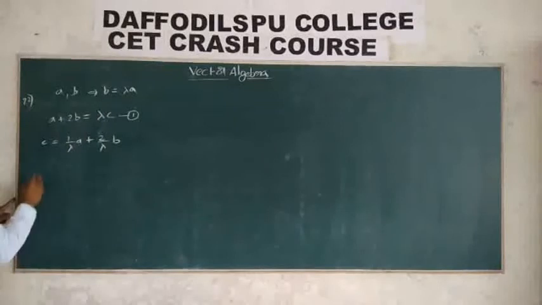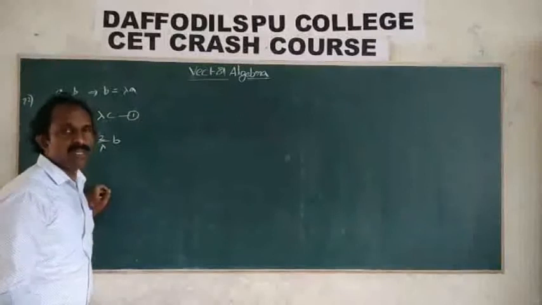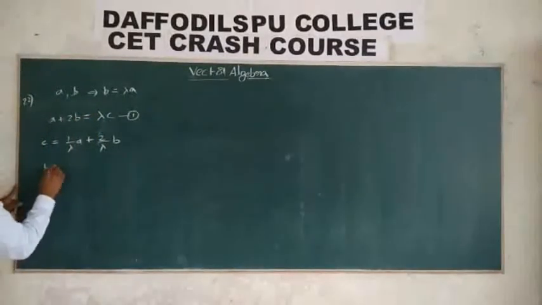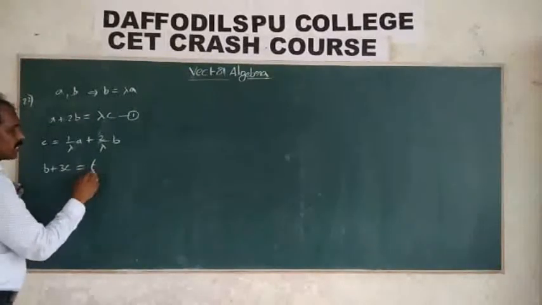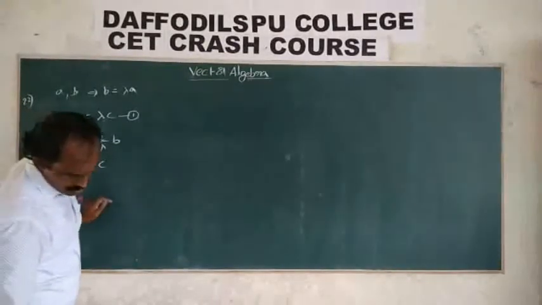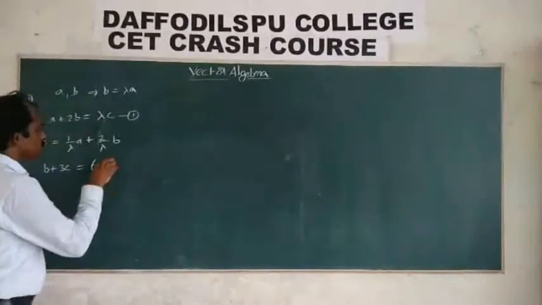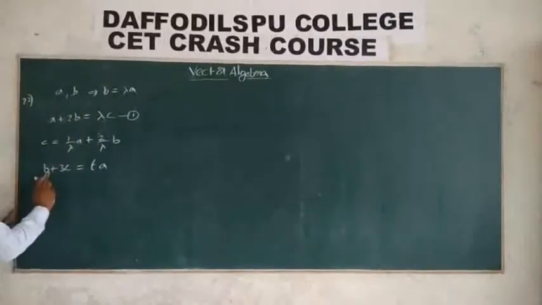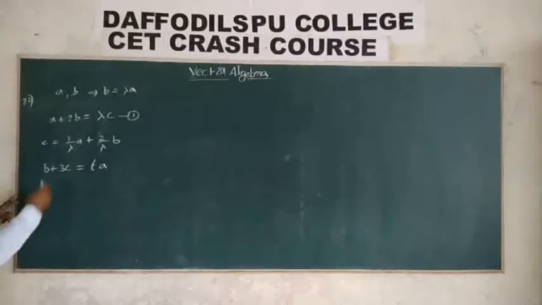Lambda we take as the scalar. And one more condition: B plus 3C is collinear with A. That also takes another scalar. So B plus 3C is equal to T into A. Therefore, substitute C here.